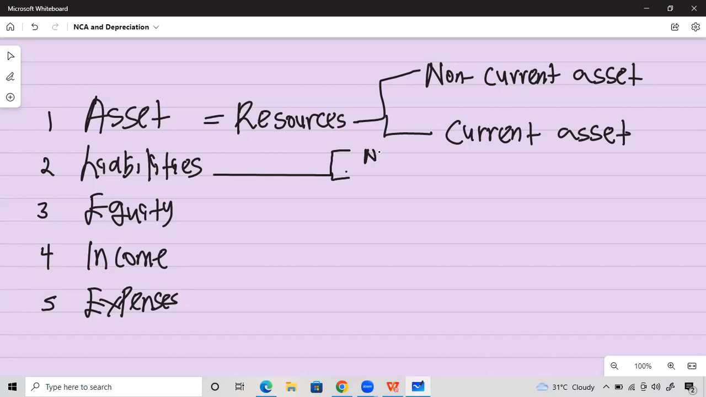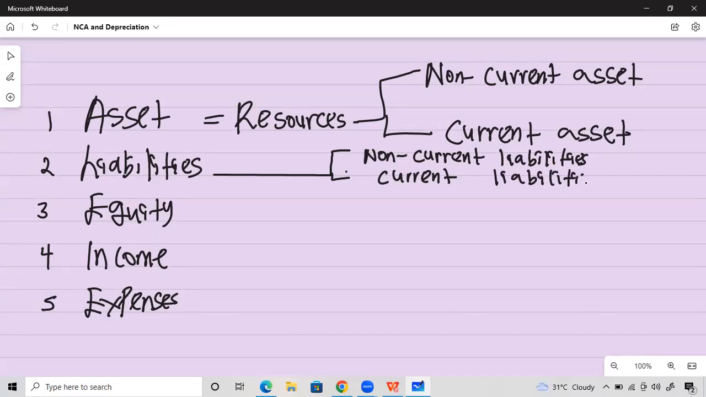We have what we call non-current liability, and we also have current liabilities. What we are dealing with now is about assets.